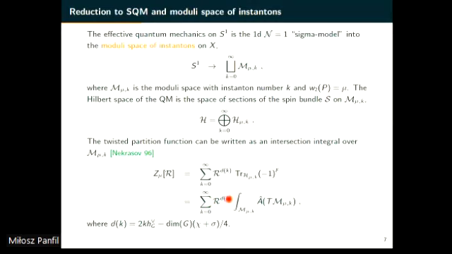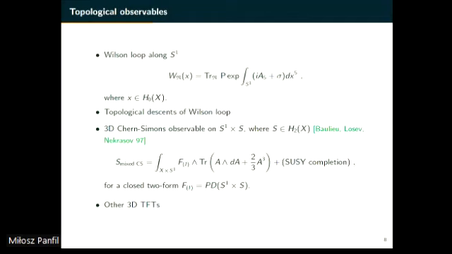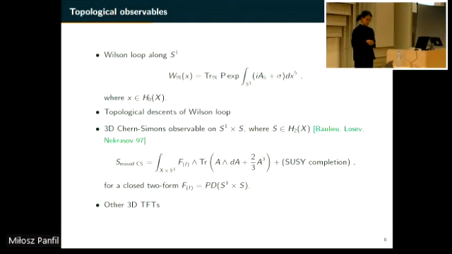I will explain what the parameter R is in a moment, but this is roughly speaking a parameter that counts the instanton numbers. Here, D of K is just the complex dimension of the moduli space. Okay. So on top of this, we want to consider various different topological observables. Okay. So the most fundamental and simplest observable that we can think of is the Wilson loop along S1 and sits at a point X on the four-manifold. Okay. So this can be written in the following way for a given representation R of the gauge group G.